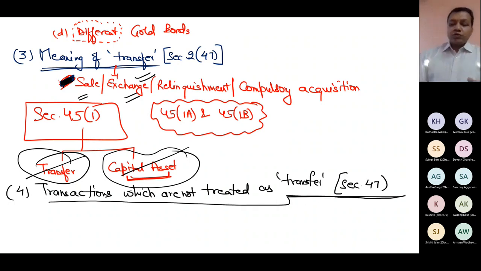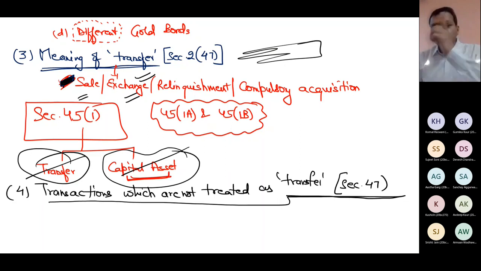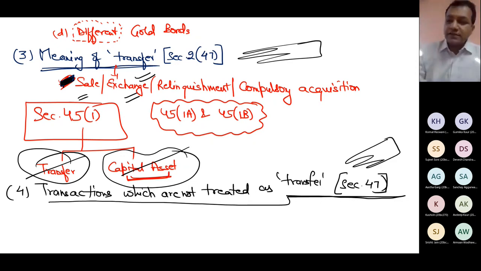First of all, to check whether something is transferred or not, this 2(47) is very easy. Every sale or exchange is a transfer, but I need to check section 47 always, whether my transaction is covered under this section 47 or not, because if it is covered in section 47, then it will not be treated as transfer, and if it is not treated as transfer, I will not pay any capital gain tax.